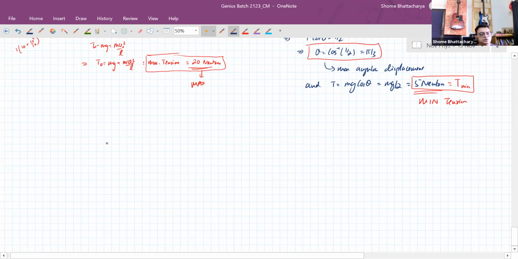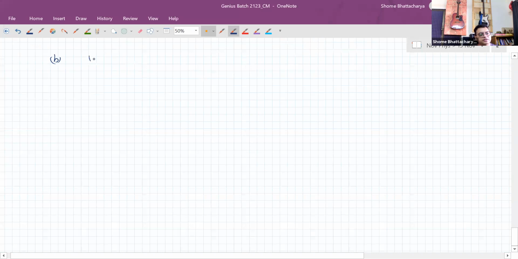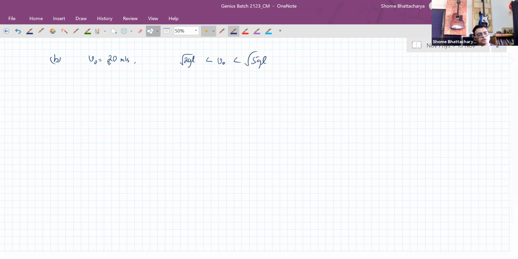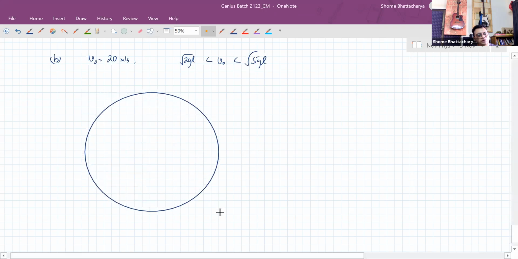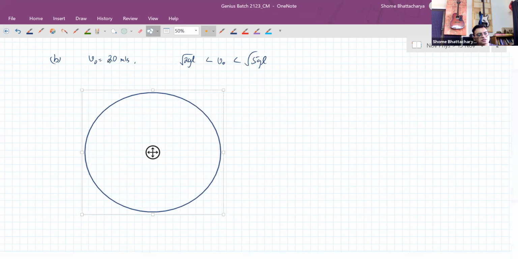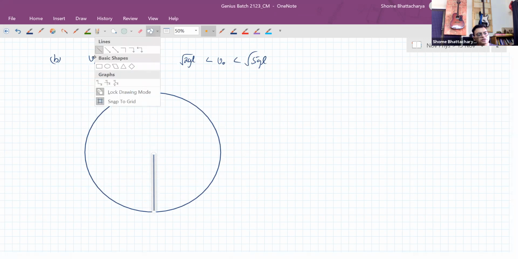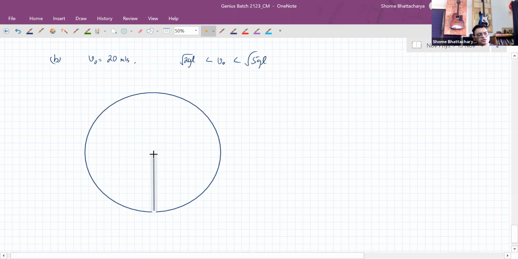Okay, so this is done. Now let's come to the second case. The second case is the trickiest one of all to solve. Okay, so when we are taking V naught as, what was it, 20 meters per second, we can see that V naught is greater than root 2 GL, but less than root 5 GL. So we'll have to assume that what happens here is something like this: that at some theta in between the 90 and the 180-degree position, the string will suddenly slacken.